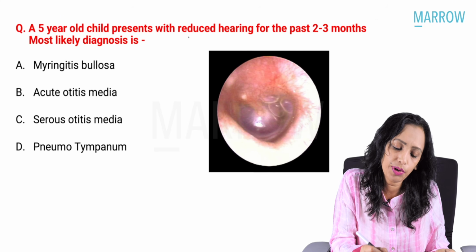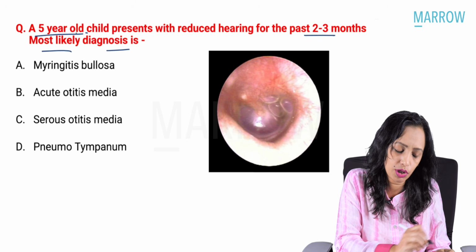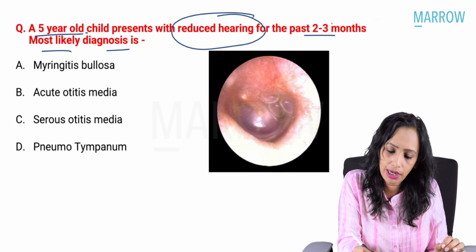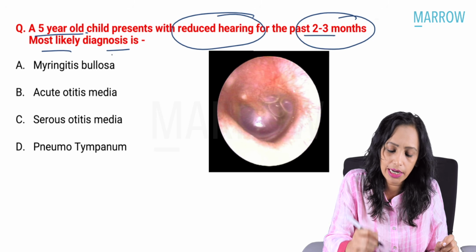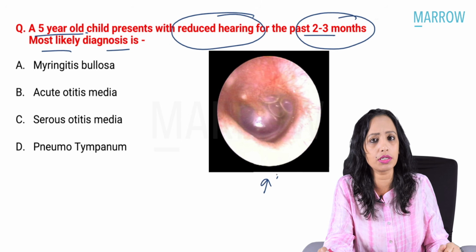A 5-year-old child presents with reduced hearing for the past 2 to 3 months. Most likely diagnosis is. Okay, so this is a 5-year-old child. The complaint is only one, reduced hearing, and that too for the past 2 to 3 months. Most likely diagnosis? The picture has also been given here. What do you think is the diagnosis?